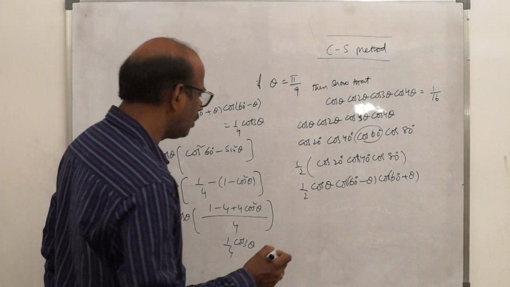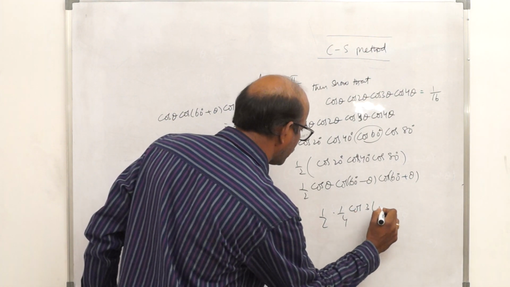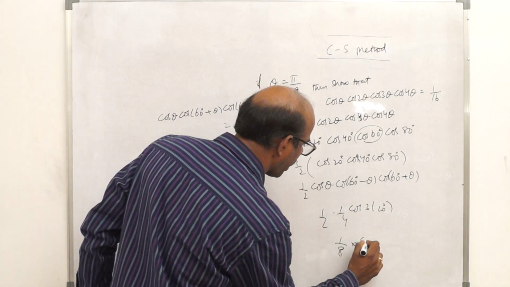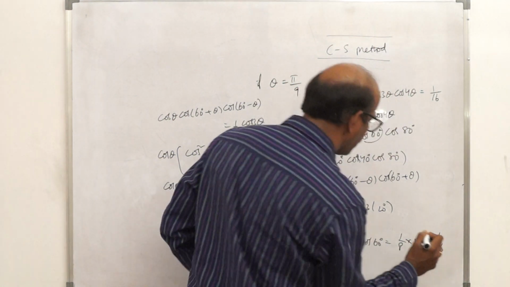Theta here is 20. So 1/4 of cos 3 into 20, 1 by 4 cos 60, then 1 by 8, since cos 60 is 1 by 2, it will be 1 by 16.